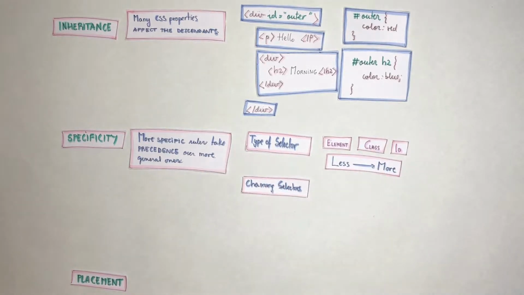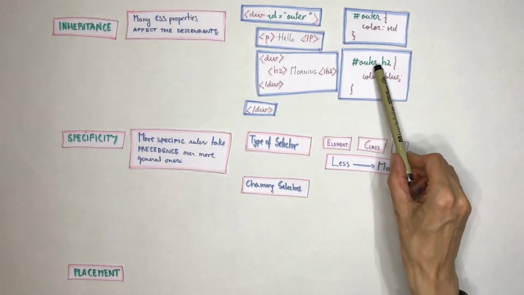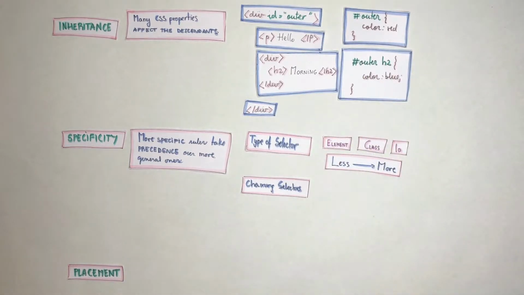So a CSS rule that has an ID as a selector is going to take precedence over a CSS rule whose selector is a class or an element. What we have here is an example of chain selector. What we do is that we point to the element we want to style by chaining selectors. Let's see one more example.